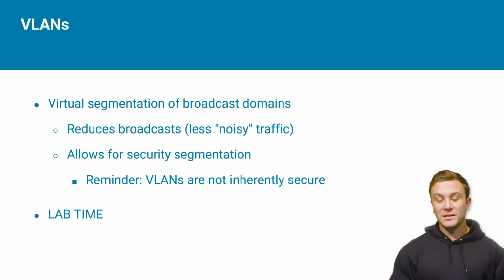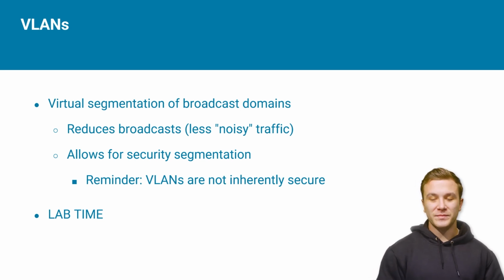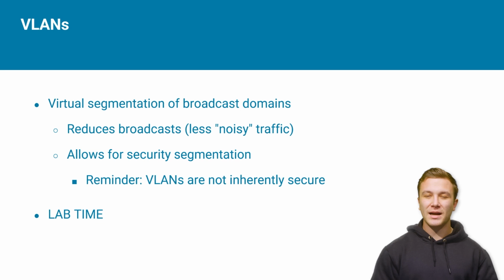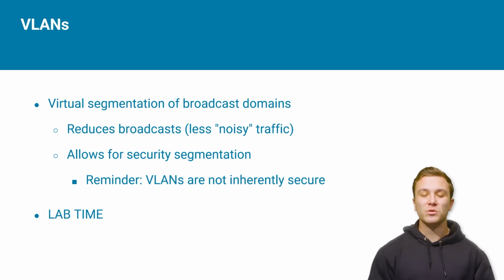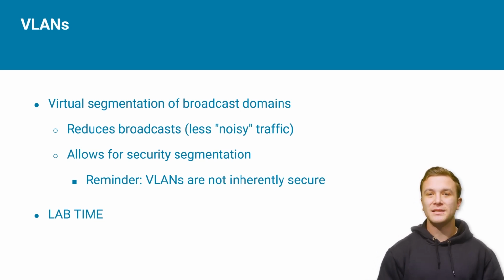So it reduces broadcast, like it says here, less noisy traffic, you could say. You don't want large VLANs. I would say avoid anything larger than a /24 on one VLAN. And it allows for segmentation. You could call it security, but basically what is meant by VLANs allowing for security is that you can apply what are called access control lists to VLANs. It also reduces the scope of a spanning tree loop, which we'll go into next video.